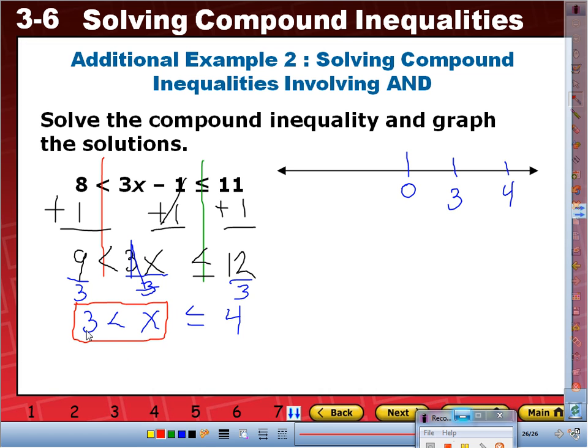So let's see. This is 3 is less than x. Does it include the 3? No. It's an open circle. Okay. 3 is less than x. What could x be that 3 is less than? So what numbers should I shade that 3 is less than those numbers? Everything to the right.